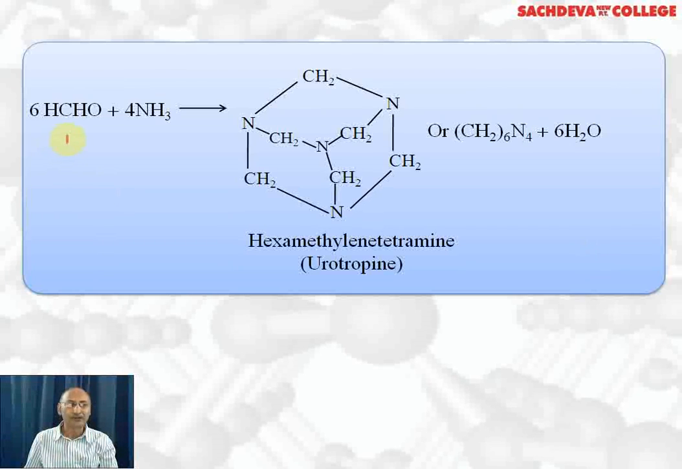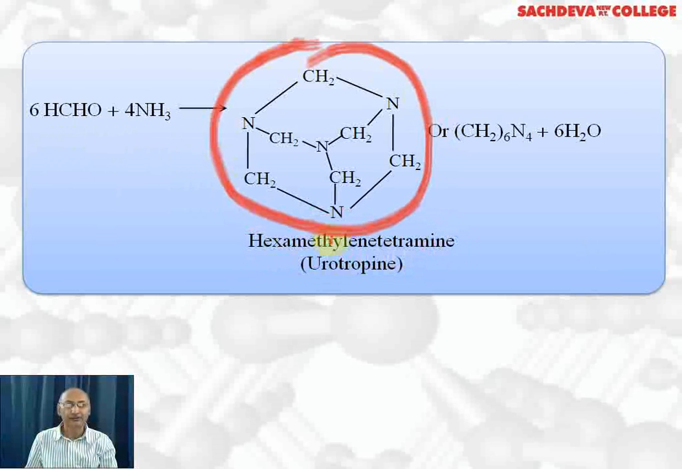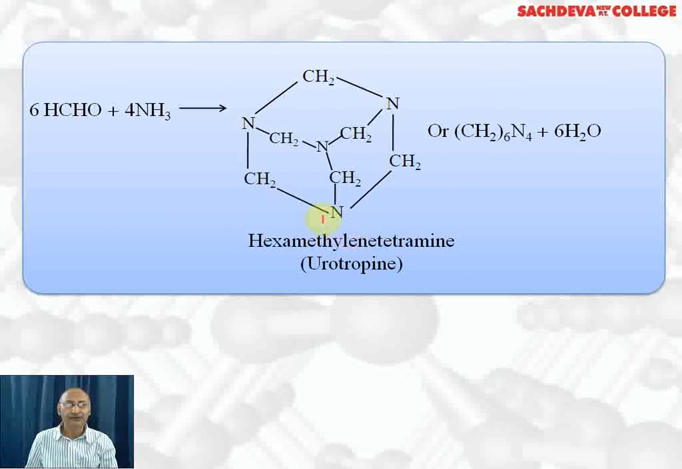6 moles of formaldehyde, when reacted with 4 moles of ammonia, lead to the formation of hexamethylene tetraamine, which has a cyclic structure as shown here. How to remember this structure? Write one nitrogen here, one nitrogen here, one nitrogen here, and one nitrogen in the center.